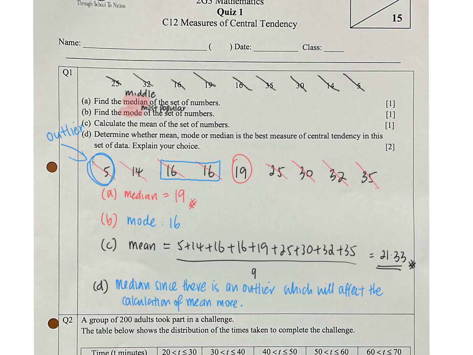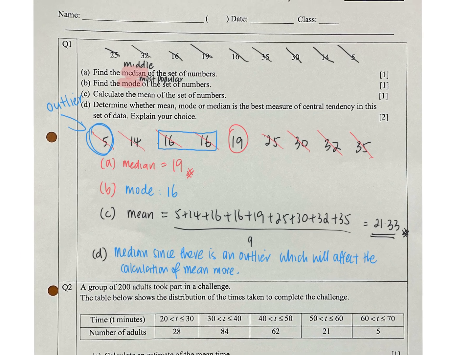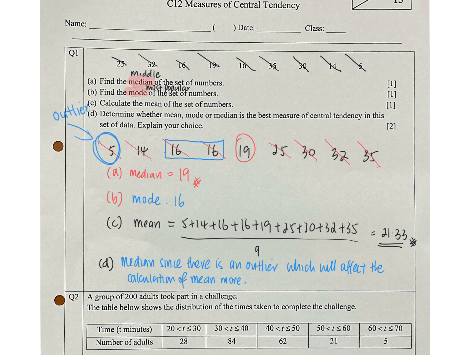We will rarely use mode unless you are a supplier of consumer products like shoes, like shirts. You need to make a lot of popular stuff, then we choose mode. Other than that, we rarely choose mode. So that one you need to be careful. If you write median, you get 1 mark, and then the reasoning is 1 mark. So all these are 1 mark each.